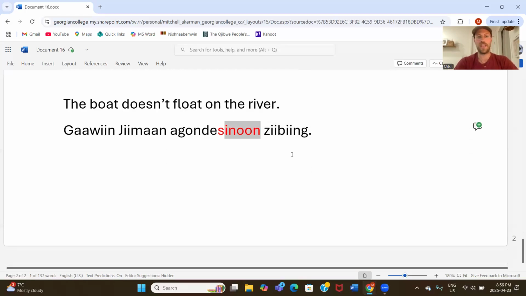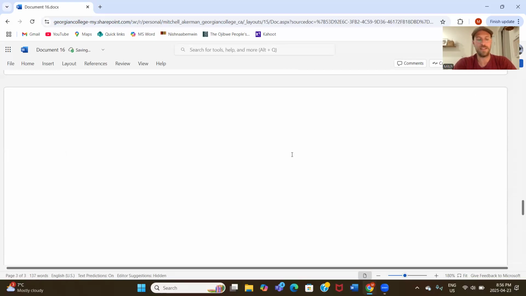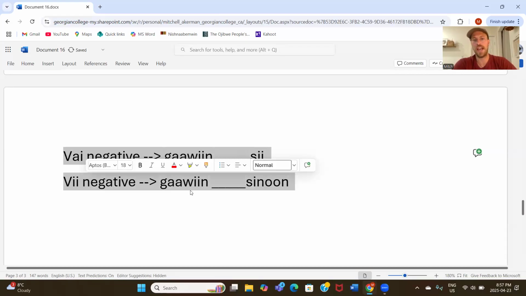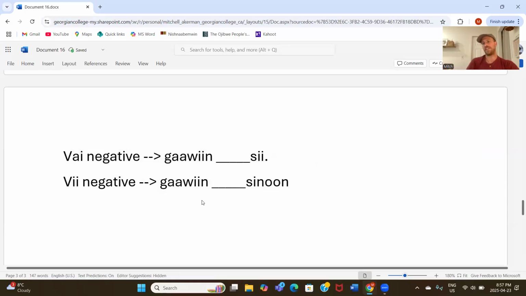So you can sort of take away from this basically that the VAI negative is going to be Gawin and C, and then your VII negative is going to be Gawin and Sinon. So there's your little cheat code. There's your little hack. So play around with this. If you want things to do throughout the week where you want to practice your Ojibwe a little bit from this class, practice negatives.